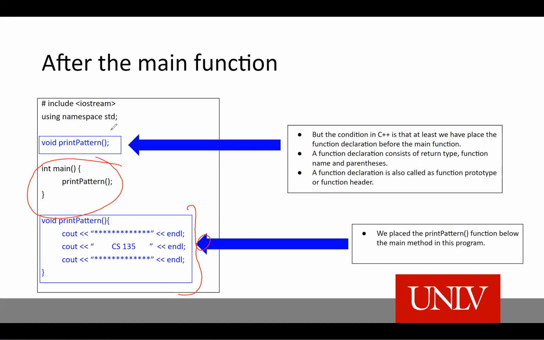But there's one extra thing that we have to do, which is that we have to tell the compiler that I'm about to write a function. Somewhere below the main, or somewhere inside this program file, I'm going to write a function. And that function returns nothing. And the name of the function is print pattern. And it will have parentheses. So this is to indicate that it's a function. So let's see this part.